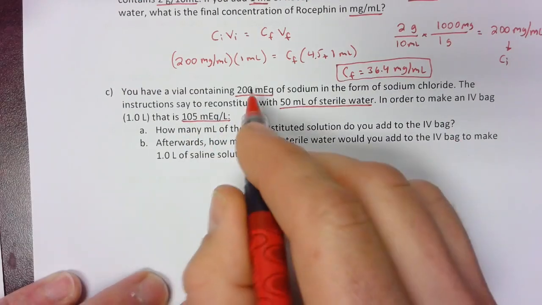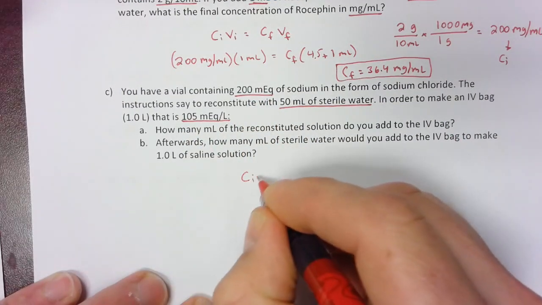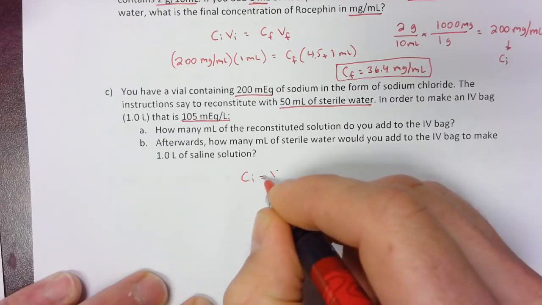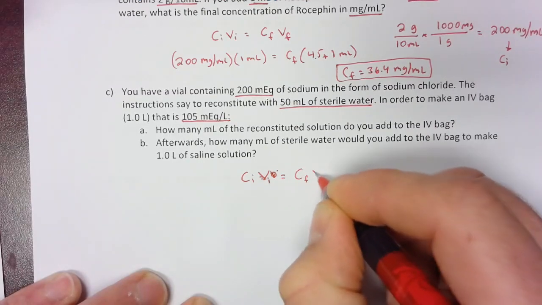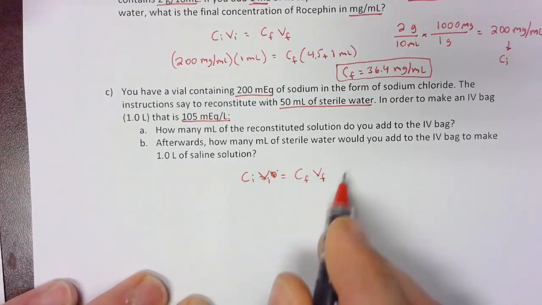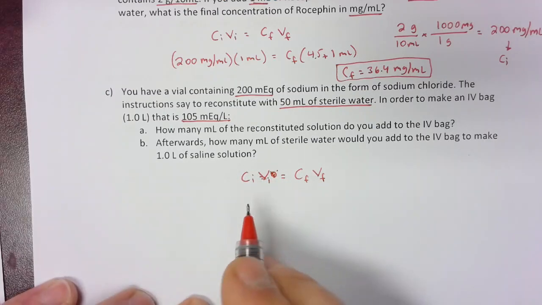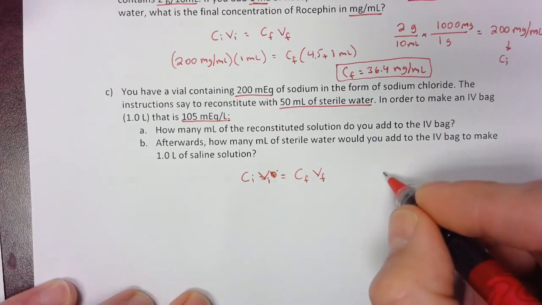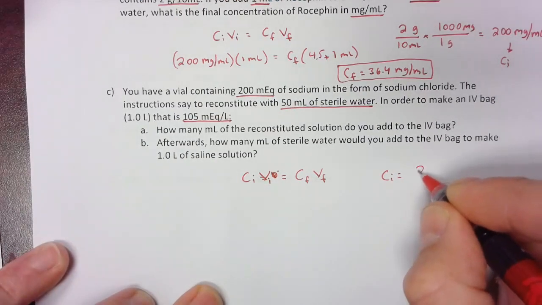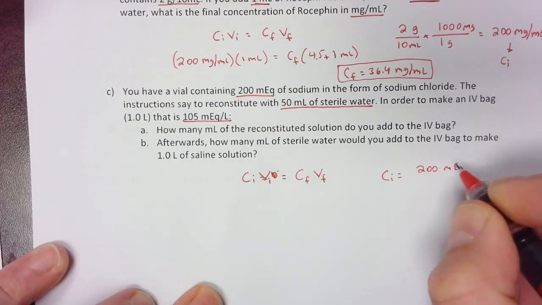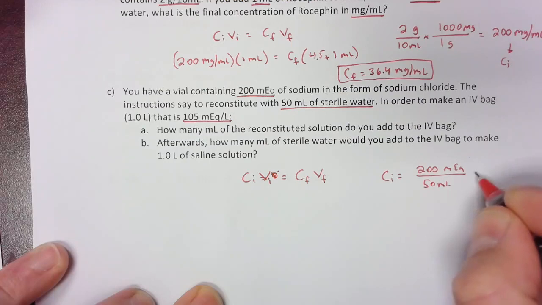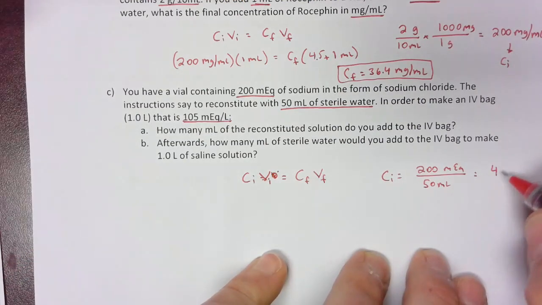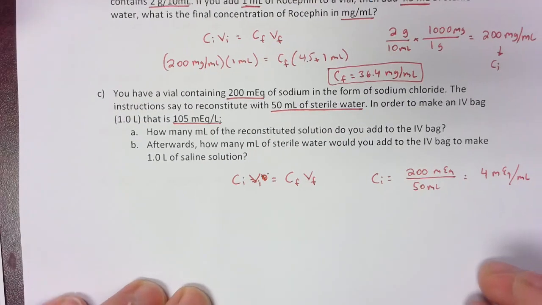All right, let's stop there and do our initial concentration. We're using this equation once again. All dilution problems are going to be using this equation. And we need to find what our initial concentration is. So that's 200 milliequivalents divided by 50 milliliters. That's 4 milliequivalents per milliliter. Okay, that's our initial concentration.